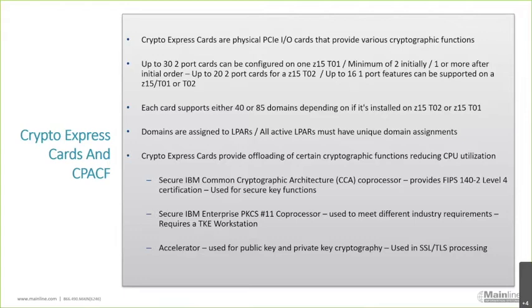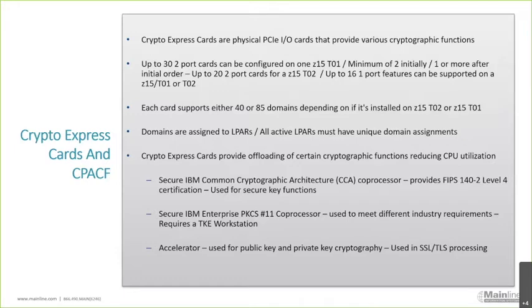These cards are virtualized across LPARs using something known as domains. You can think of them as a slice of this cryptographic card that can't be seen by any other LPAR. Depending on what size your z15 is, the smaller one you can have up to 40, and the larger one you can have up to 85. The domains you assign to specific LPARs. You can have one domain per LPAR, or you can actually have multiple domains within a single LPAR, depending on your needs.